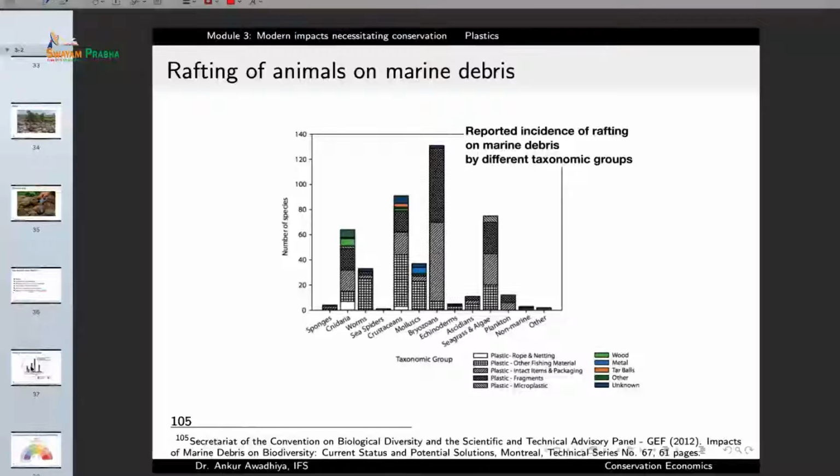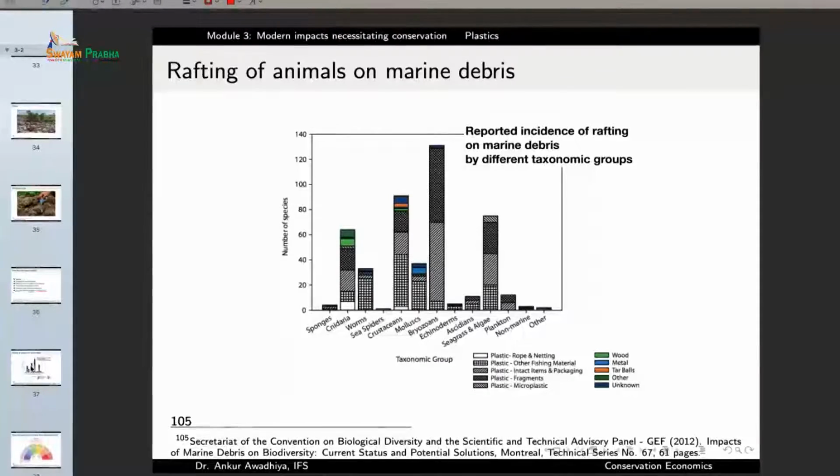Now, what happens is that a number of invasive species are also able to use these boats and rafts, plastic boats and rafts, to reach to other places, and then they start to colonize the other places. And once that happens, the local biodiversity may get decimated because the invasive species are able to outcompete the local species, and then they establish themselves and they wipe off the local indigenous biodiversity. So this is also another way in which plastics are impacting our biodiversity.